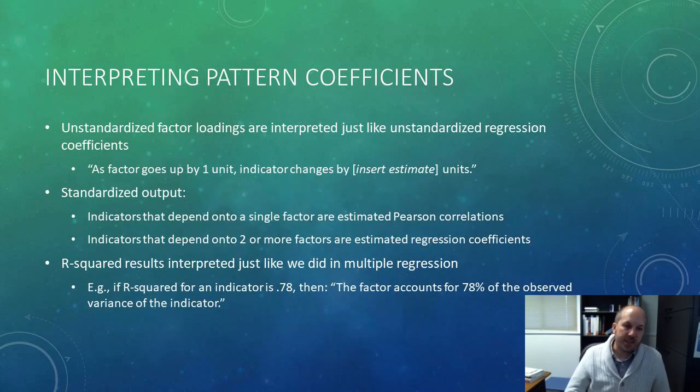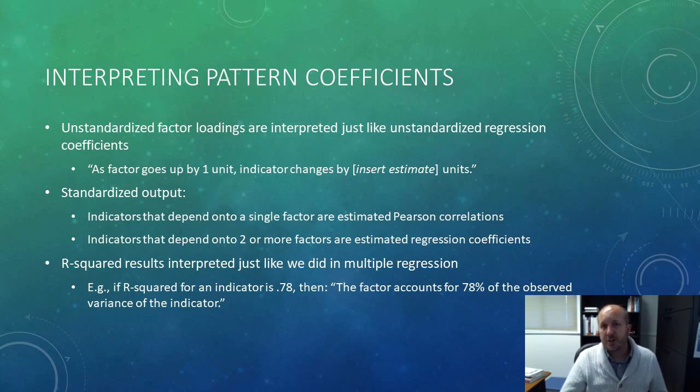Now the standardized output, that will be your STDYX output. How you interpret those depends on whether you have simple or complex indicators. Simple indicators are where the indicator depends on a single factor. They're equivalent to just Pearson's correlations. Complex indicators, where they depend on 2 or more factors, are just like standardized regression coefficients. It'll also give you an R-squared output in your CFA. That R-squared is interpreted just like we did in multivariate statistics.